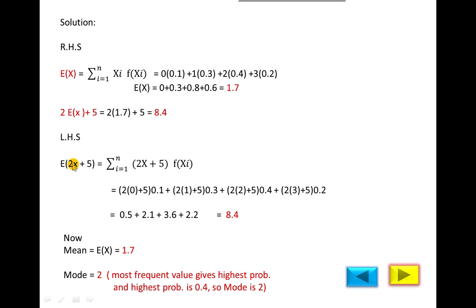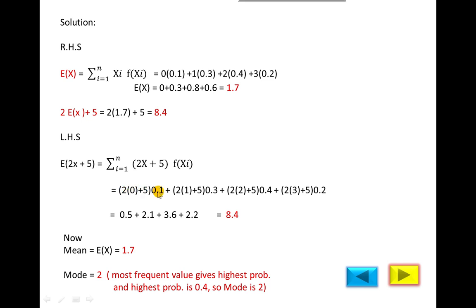And the left hand side is E(2x plus 5). Substitute 2x plus 5 instead of x, and then substitute the values of x one by one with the corresponding probability. Substitute x equal to 0, multiply by 2 plus 5 in bracket, into the first probability 0.1, plus sign. Put here x equal to 1, multiply with the corresponding probability. Put here 2, multiply by probability. Then put here 3, multiply by probability. And simplify this term.